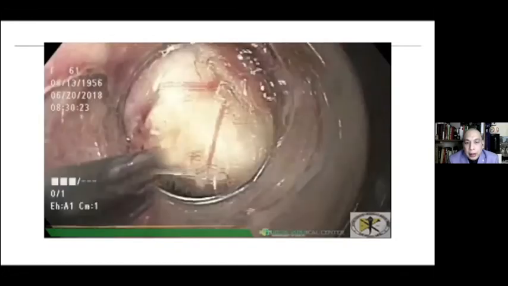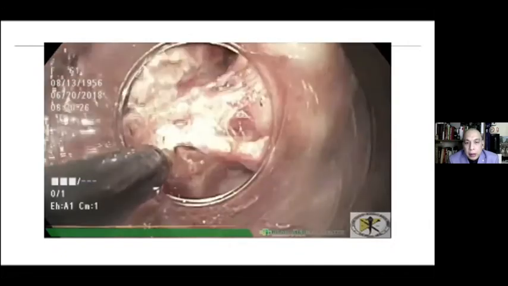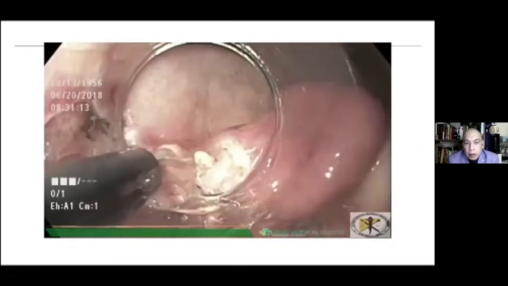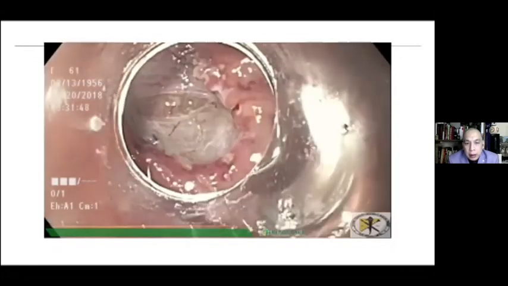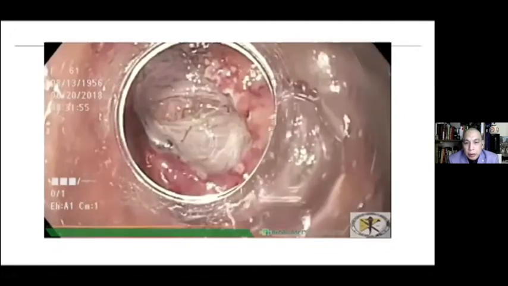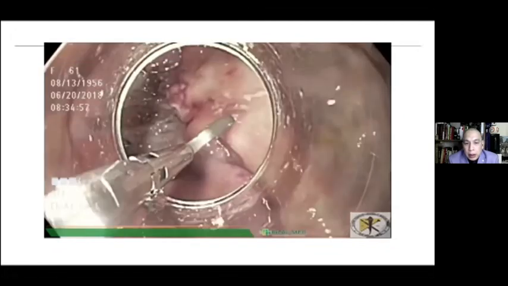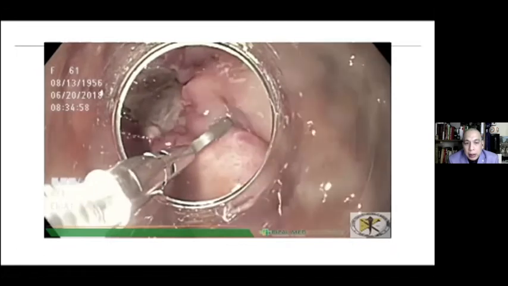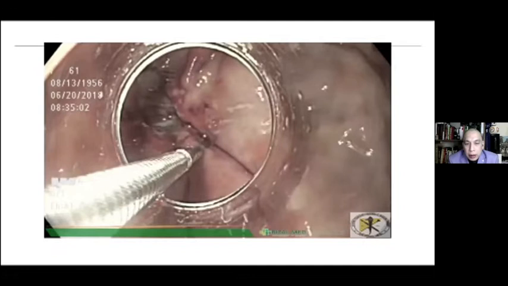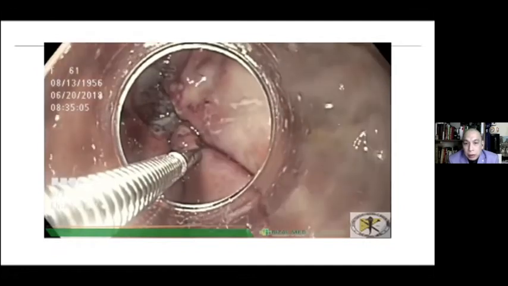Along with this is the part of the mucosa. You may elect not to close the mucosal defect, but I'll just show you also how that hemoclip is being used to close mucosal defects. So we just put it there and close it and do a series of clipping to be able to close the defect.